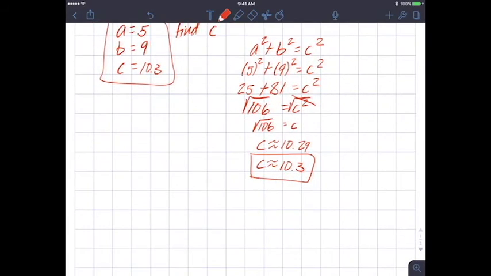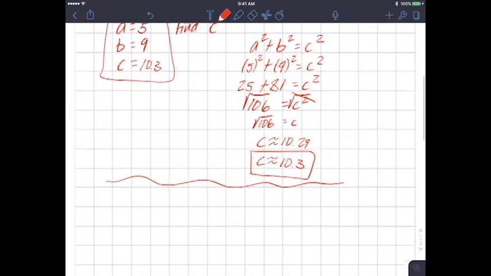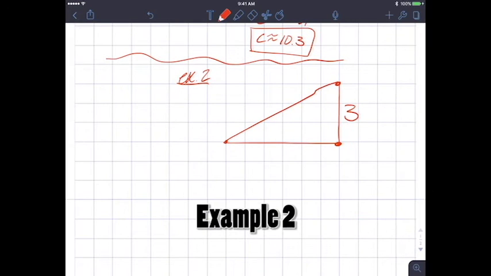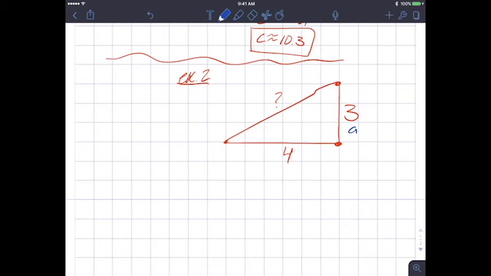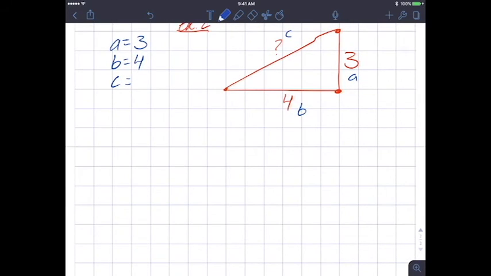Okay? But I'm going to do another example really quick. And I'm going to do nice numbers, okay? Because that was not too good. 3 and 4. Okay, we need to find the hypotenuse. So, we're just going to call this, and I'll use a different color, we'll call this A, B, C. A is 3. B is 4. C, we have no idea. Let's go ahead and use the formula.